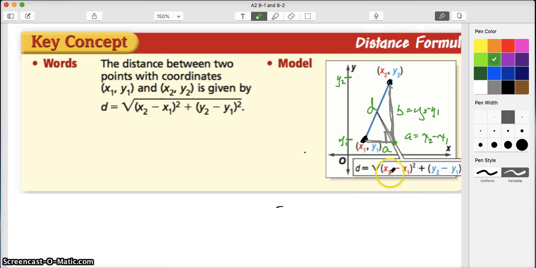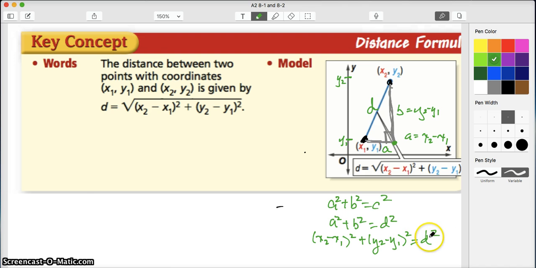And then if I'm going to apply the Pythagorean theorem just to the green stuff, remember the Pythagorean theorem is a squared plus b squared equals c squared. But in this case, a squared plus b squared is equal to d squared. And I'm going to replace that with x sub 2 minus x sub 1 quantity squared. That's my a value squared. And then my b value is y sub 2 minus y sub 1 quantity squared, equal to d squared. You guys are seeing it, aren't you?